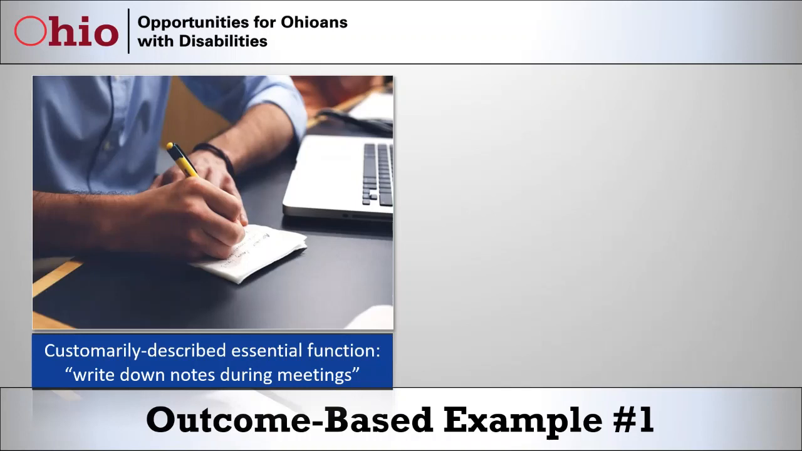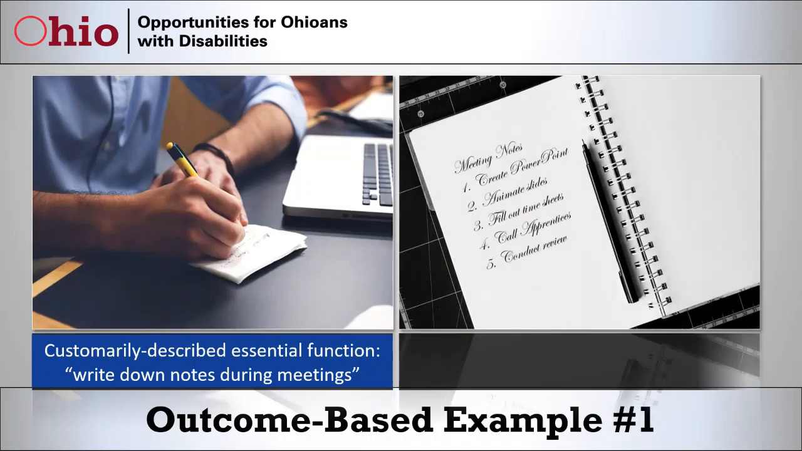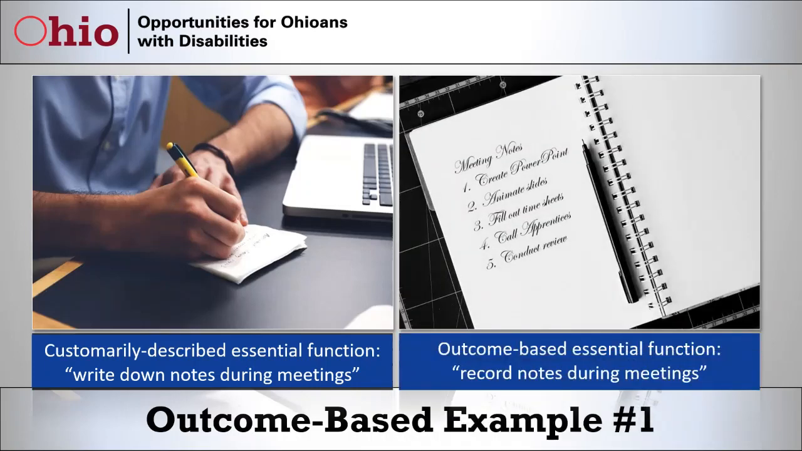When it's described this way, it implies the employee has to physically type or write the notes taken during the meeting. But really, the purpose of the task is to capture the content of the meeting to reference at another time. So if we reword this to be outcome-based, it can be stated that the essential function is to record notes during meetings. When it's written this way, which is based on the outcome, then it opens up the possibility for the task to be performed in more than one way.